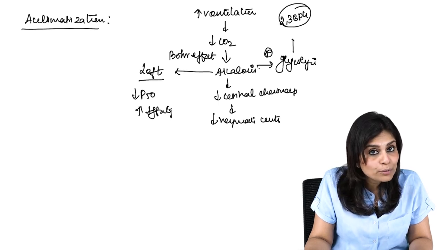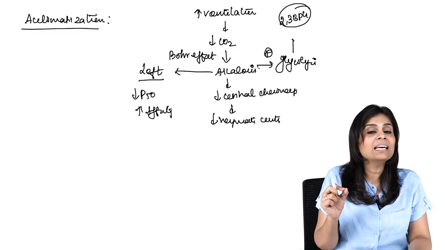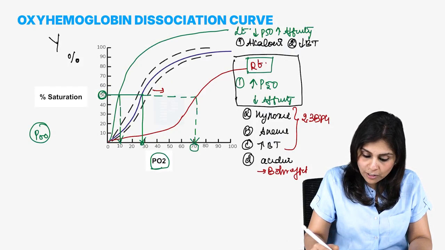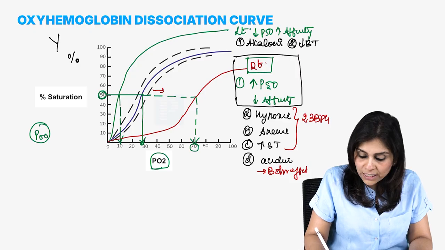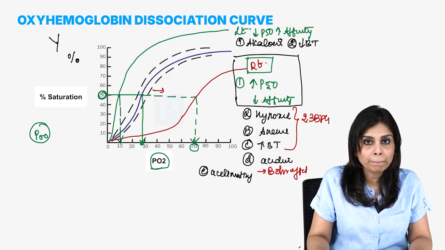What is one of the adaptive changes which happen in acclimatization? In spite of there being an alkalotic pH, the curve gets shifted to which direction? The curve gets shifted to right. Why does it get shifted to right? It gets shifted to right because of production of 2,3-BPG.